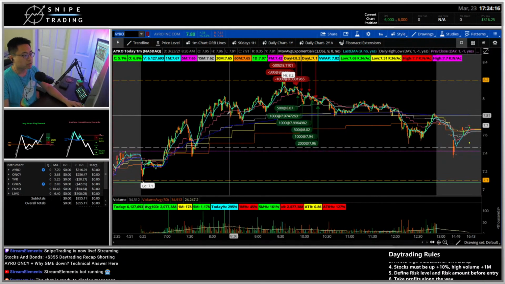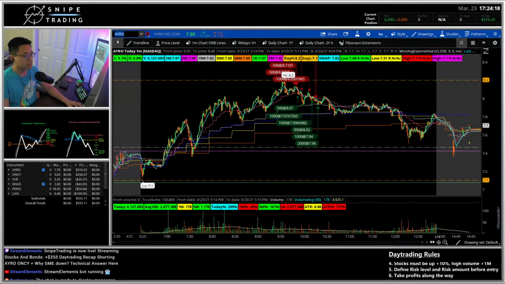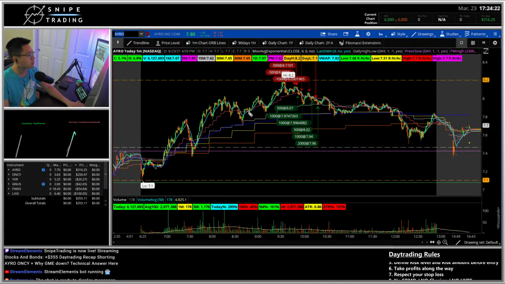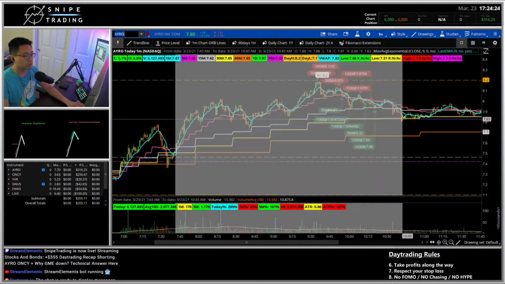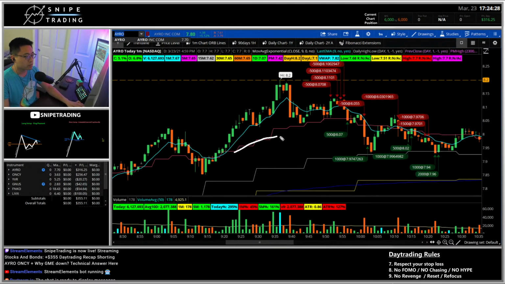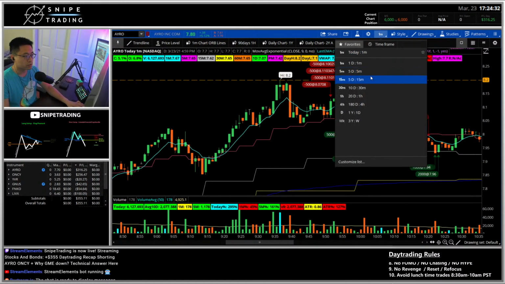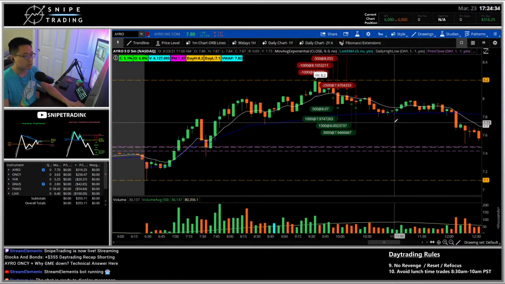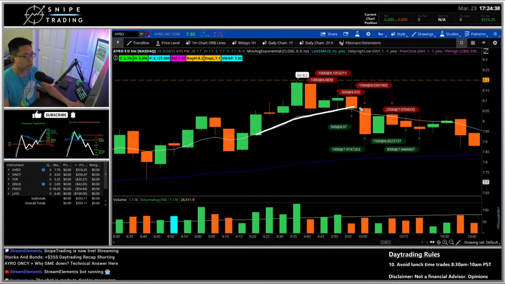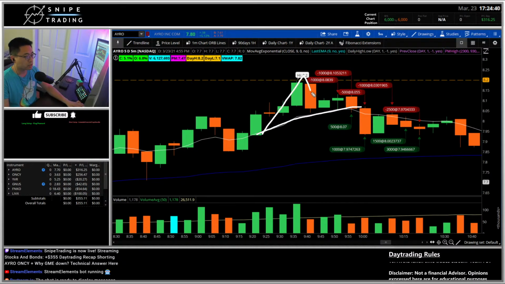So AYRO, you can see I was kind of stalking this. It was trailing up, and then I was looking for an inverted cup and handle. So you can see this red trend here is the 5-minute chart. If I switch over to the 5-minute chart, you can see it much clearer. In this 5-minute chart is this trend, and what do you see? An inverted cup and handle.